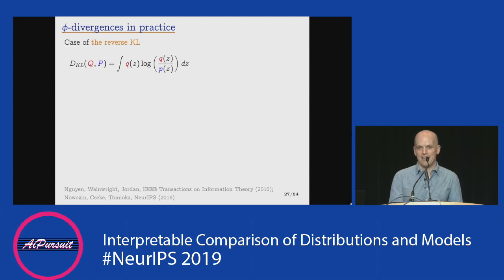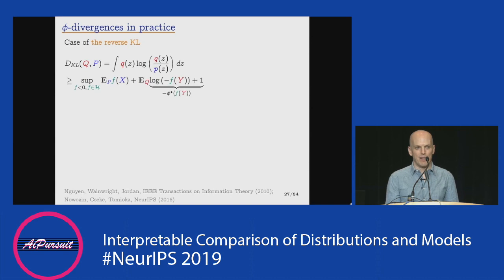So here is my KL. I want to compute it to use it in a GAN. I'm going to replace the KL with a lower bound, which is an optimization problem. I'm going to optimize over some f in some function class, which I'll define as I use it. It has to be negative in this case. And my lower bound takes the following form.